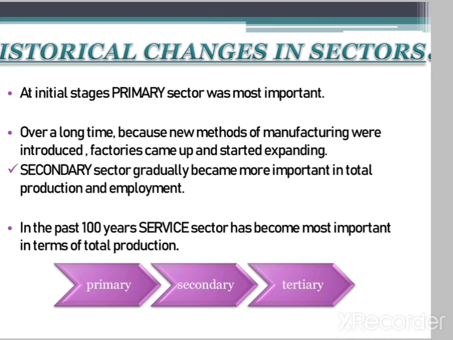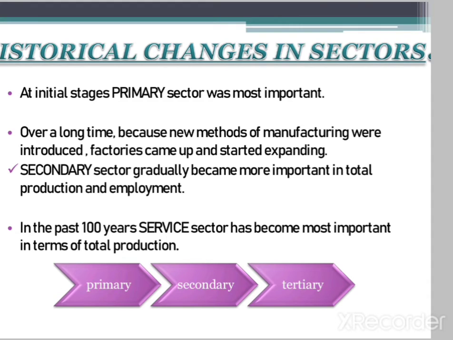So let's move towards our next subtopic, that is historical change in sectors. At initial stages, the primary sector was the most important for the total production of our country. But over a long time, as new methods of manufacturing were introduced, my secondary sector gained more importance. Factories started expanding, and the secondary sector started giving more contribution in the total production and employment of our country. But in the past 100 years, the service sector has become the most important in terms of total production.